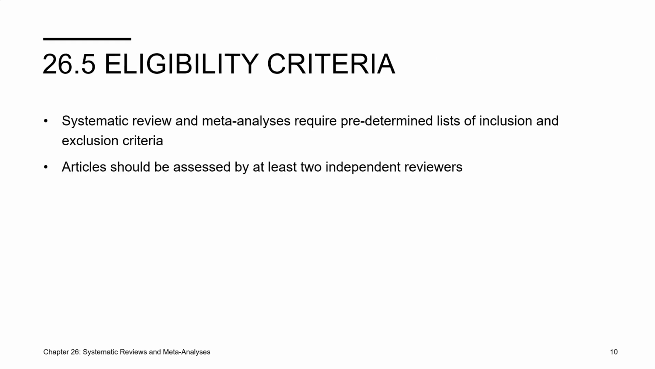Section 26.5 goes over eligibility criteria for systematic reviews. Systematic reviews and meta-analyses require predetermined lists of inclusion and exclusion criteria, and articles should be assessed by at least 2 independent reviewers. That way, if one person thinks that you should have an article in the review and another person does not, these conversations can be had to decide whether or not it actually meets that inclusion and exclusion criteria.